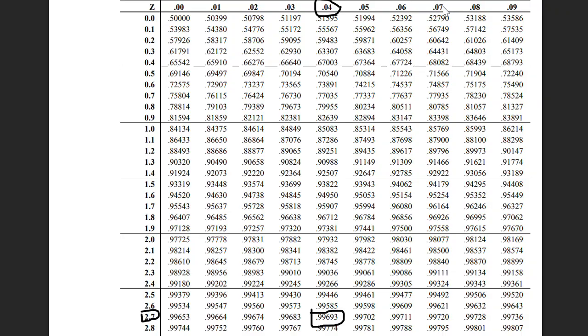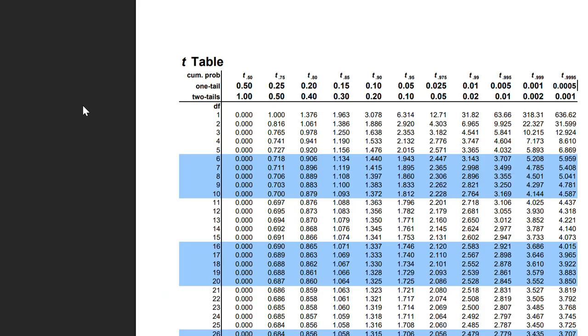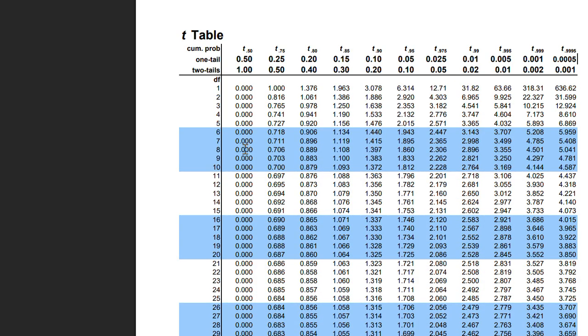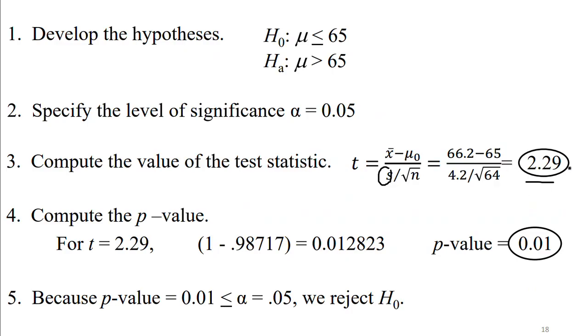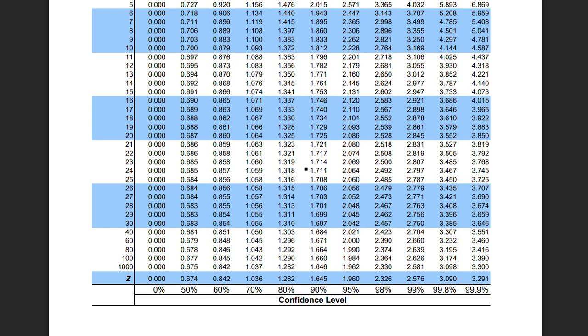So let's look at a T table here, and our T table, according to the one I have here, for a one-tail test, because the T value is 2.29, the degree of freedom will be 64 minus 1, which is 63. We will go on to our T table, look up 63. Because we don't have 63, we will look at a number closer to 63, and that is 60.